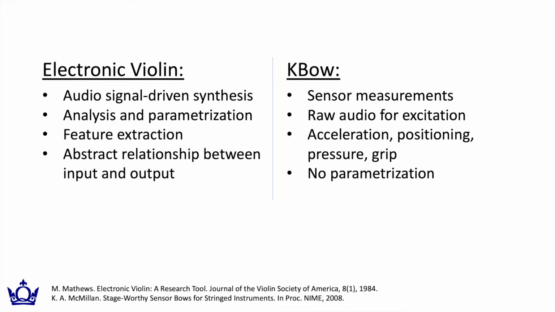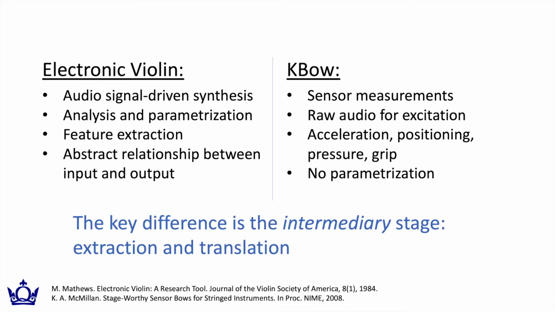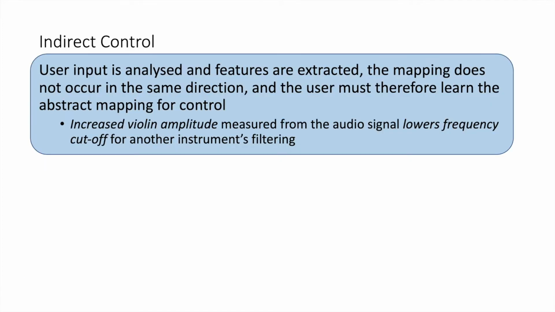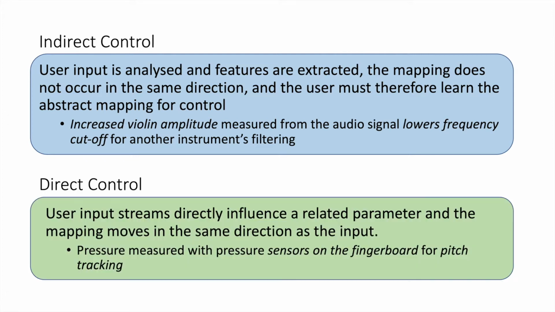and input from the user's performance gestures are mapped to corresponding controls. Our key distinction, therefore, between the two types of control is then this idea of translating user input. We thus define indirect control as being those cases where user input is analyzed and features are extracted. The mapping may not occur in the same direction, and the user must therefore learn an abstract mapping for control. And direct control we would define in places where user input streams directly influence a related parameter, and the mapping moves in the same direction as the input. These methods of control can of course be combined, and most DMIs rely to some degree on both of them.